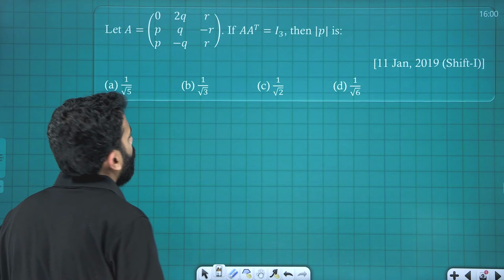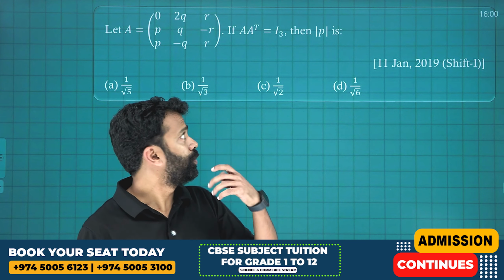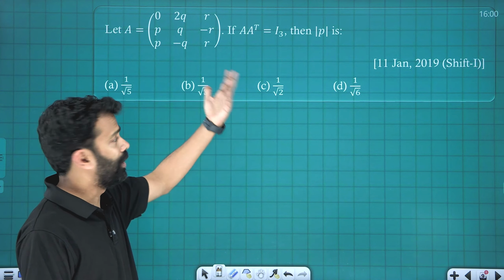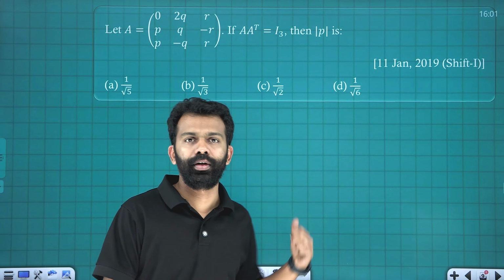See, the thing here is, normally most of the people will form A transpose again, like in the previous question, multiply it, equate it, and then obtain the value of P. But there is a suitable shortcut for this one. By using that method, you can do this question within 10 seconds. Yes, within 10 seconds.